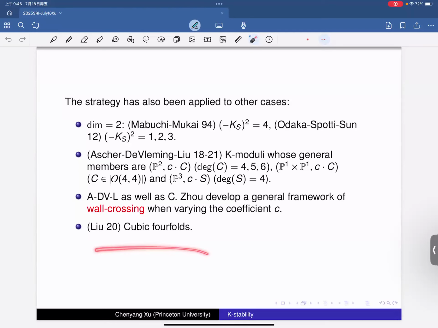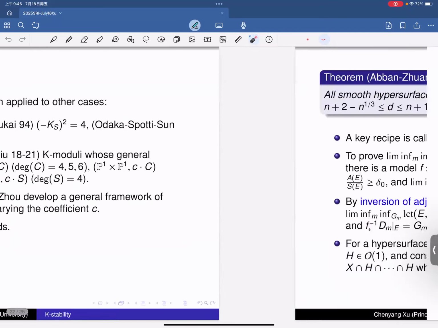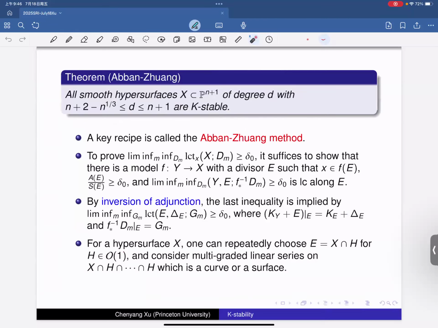Also, even though we don't know the gap conjecture in dimension 4, Yuchen has some nice way to prove that for the cubic fourfold, the GIT is also the same as K. But there's another approach, to directly estimate the delta. That's called the Abban-Zhuang method. Using this method, they got so far the strongest result for hypersurfaces. Basically they prove that in this range, any smooth hypersurface is K-stable. This N is for any N.